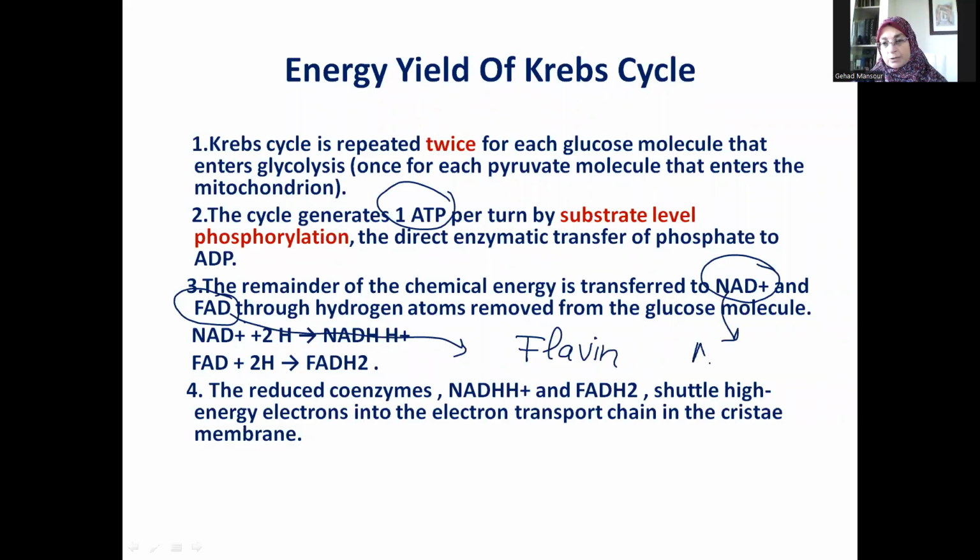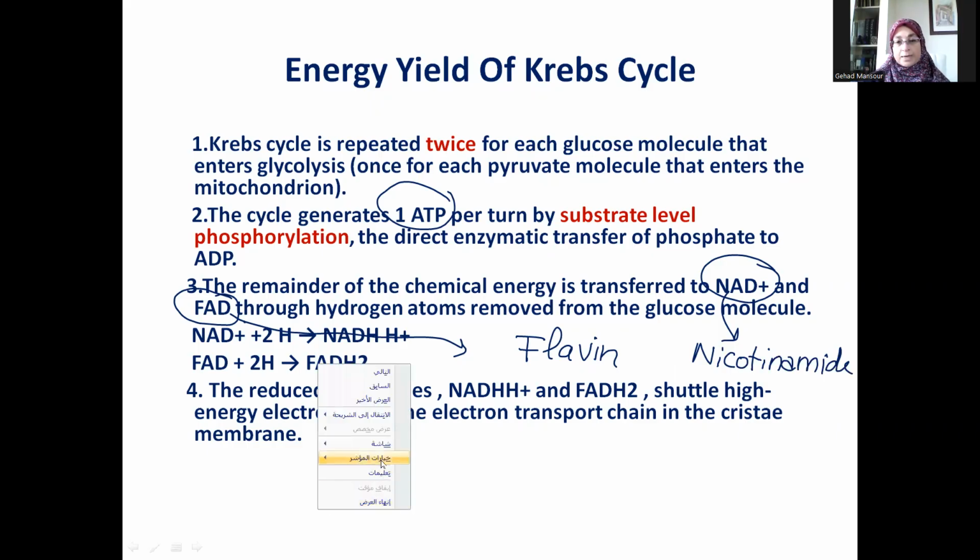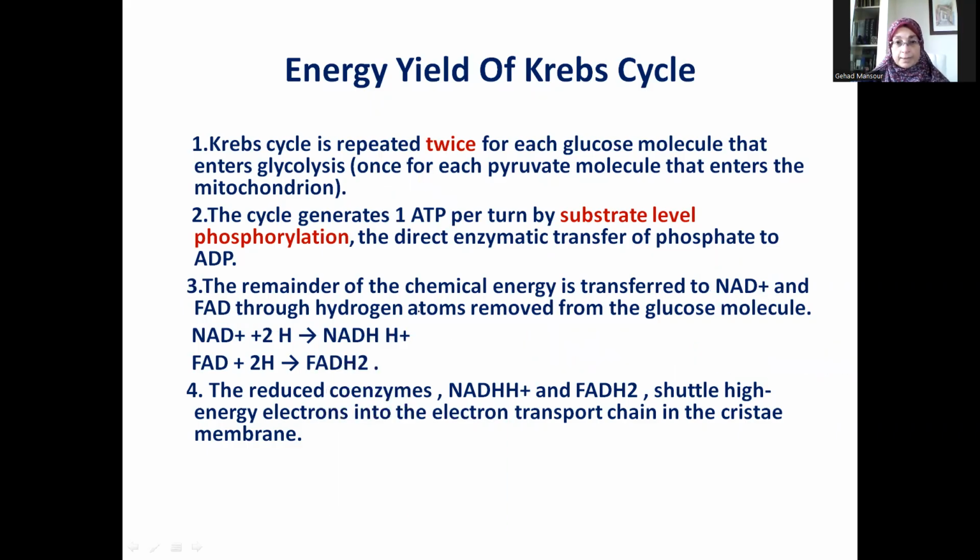This one is nicotinamide adenine dinucleotide, and that one is flavin adenine dinucleotide. So actually they get reduced. They were oxidized at the beginning, and then when hydrogen was lost from the pyruvate skeleton, they become reduced. So here we have a reduced NAD, and here we have a reduced FAD.